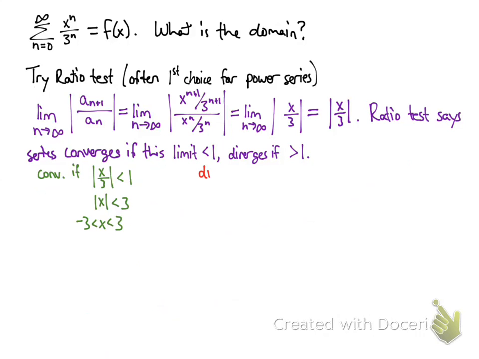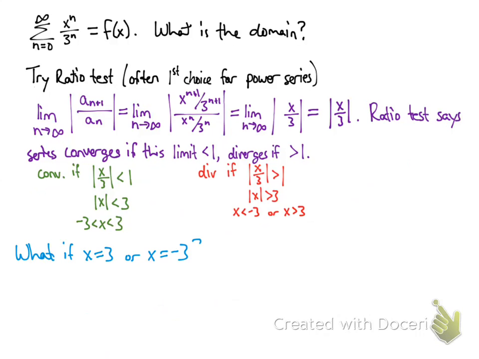and that means x is between 3 and negative 3. And the series diverges if that limit is greater than 1, which we can then rearrange to the absolute value of x is greater than 3, and that means either x is bigger than 3 or x is smaller than negative 3. Right? So that tells us what happens if x is anything except for 3 or negative 3. If x is in between 3 and negative 3, the series converges. If x is outside of that, the series diverges.